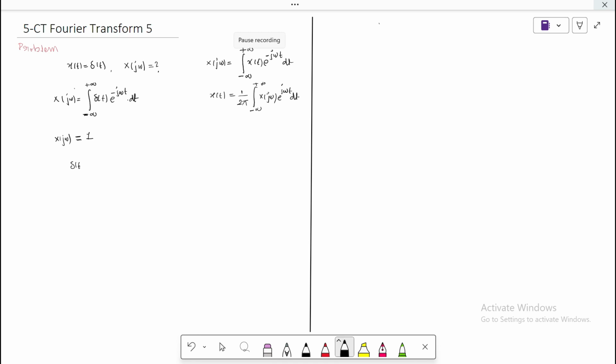It means del of t, its Fourier transform equal to 1. It means we want to draw the waveform.